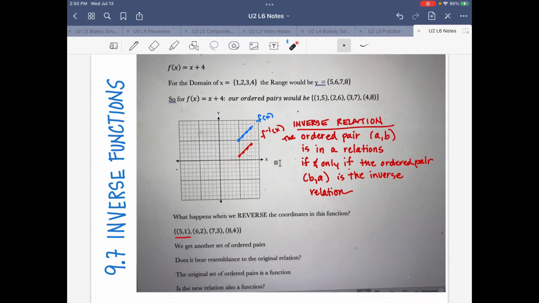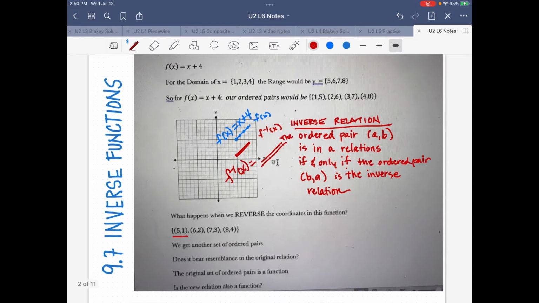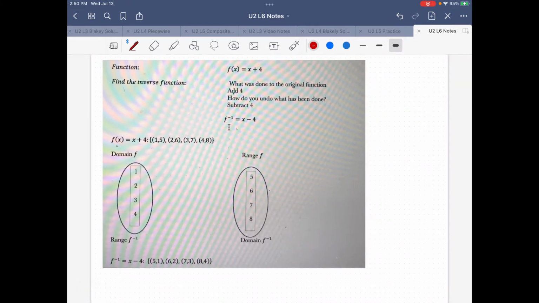The original has an equation. My equation is f of x equals x plus 4. Now we want to find the inverse equation. That's what we're looking for, the equation of this relation right here. So what we have to do is think about what's been done to the original function. Well, we added 4. So when we're solving equations, we are doing inverse operations. So inverse means undo. We want to know what operation undoes what's been done.